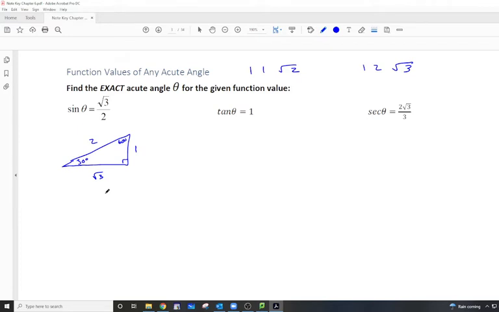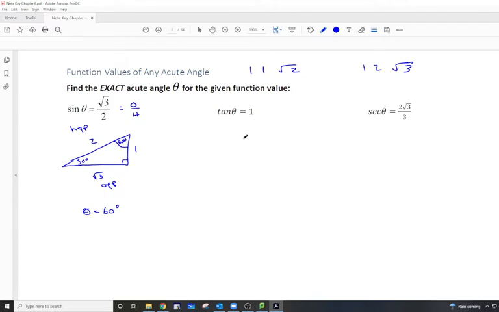So what I'm looking for is which angle gives us a ratio of opposite to hypotenuse of root 3 to 2. Well, if I look from the 60-degree angle, this is my opposite side, and this is always my hypotenuse. So the answer would be that theta is 60 degrees, because 60 degrees is the only angle that has an opposite side of root 3. All right, let's look at the other one.